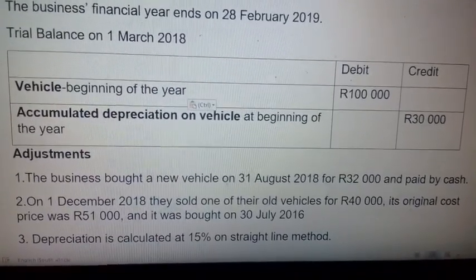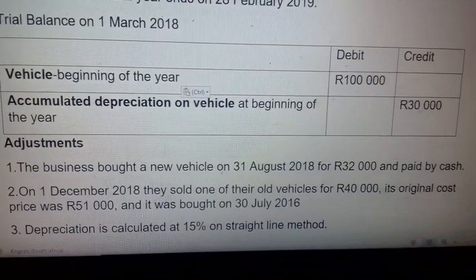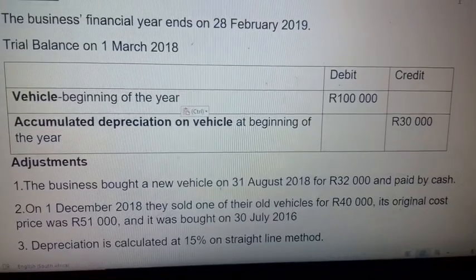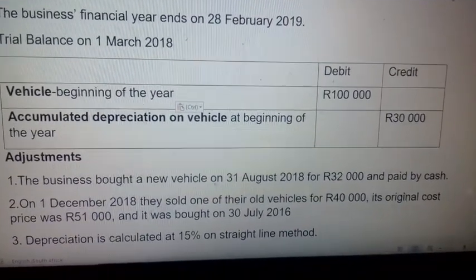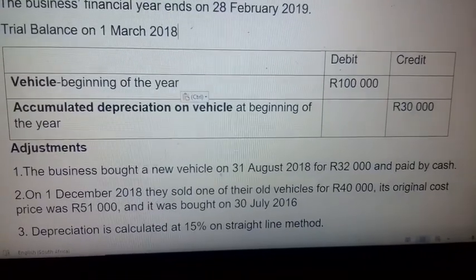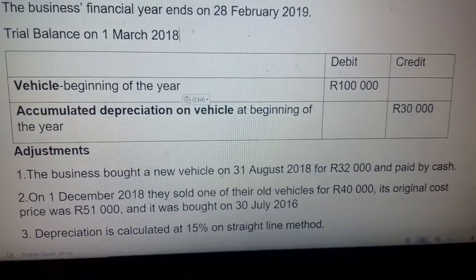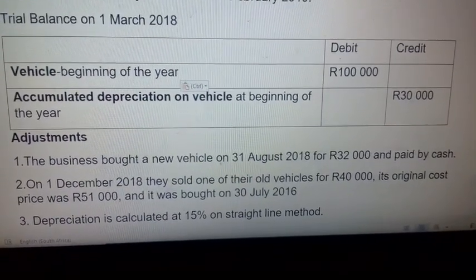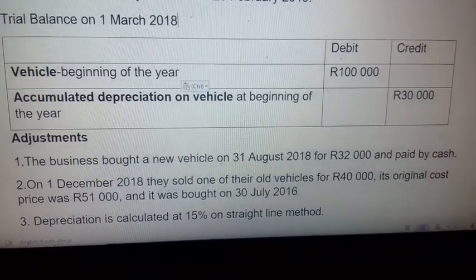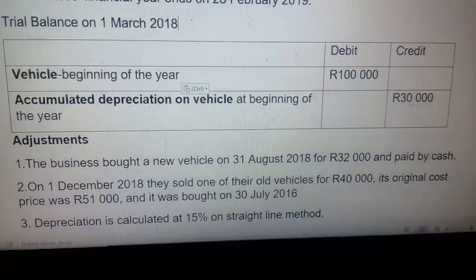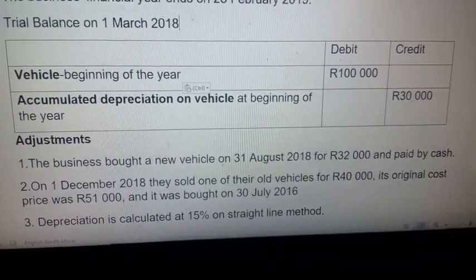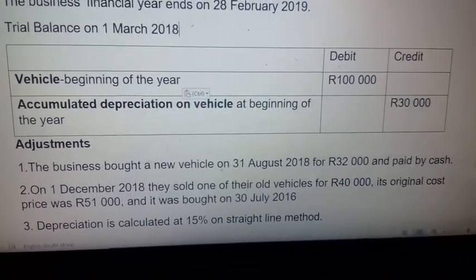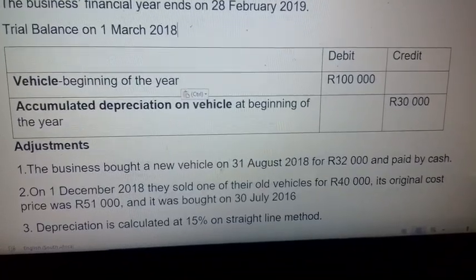We are given 3 adjustments. Adjustment number 1: the business bought a new vehicle on 31 August 2018 for 32,000 and paid by check. Adjustment 2: on 1 December 2018 they sold one of their old vehicles for 40,000. Its original cost price was 51,000 and it was bought on 30 July 2016. Depreciation is calculated at 15% on the straight line method.